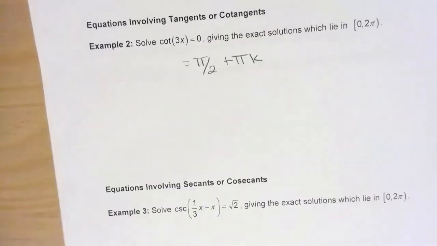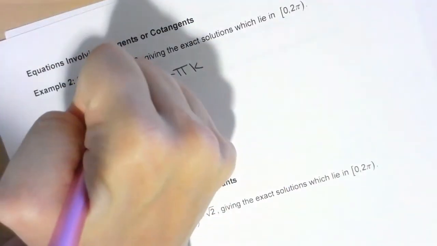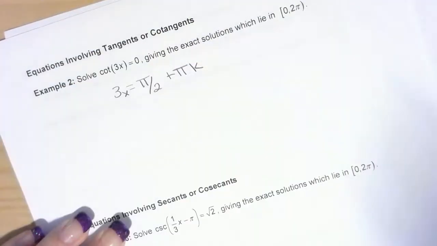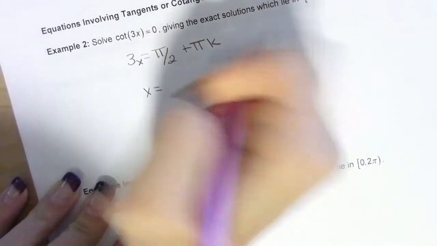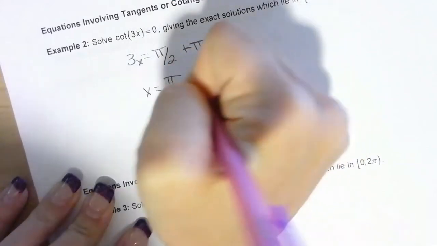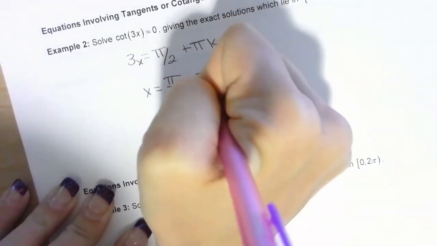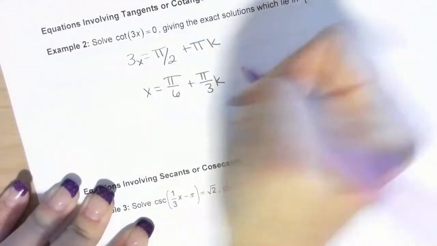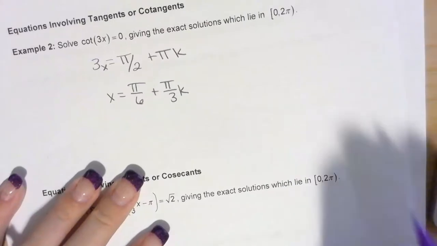Now, what we know is that 3x equals this value. So start solving. We're going to divide everything by 3. So we get x equals pi over 6 plus pi over 3 k.